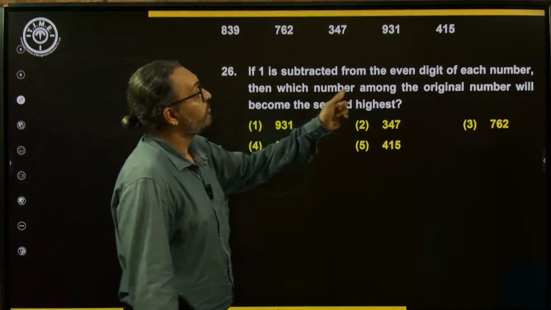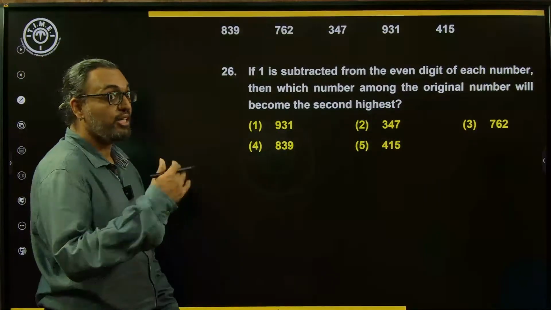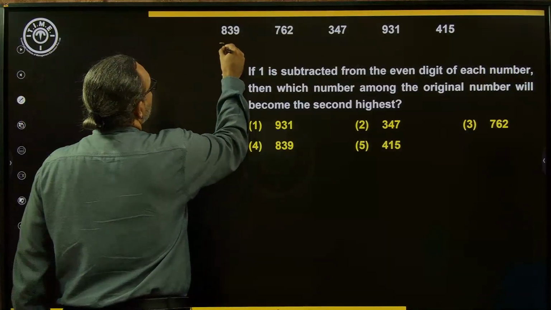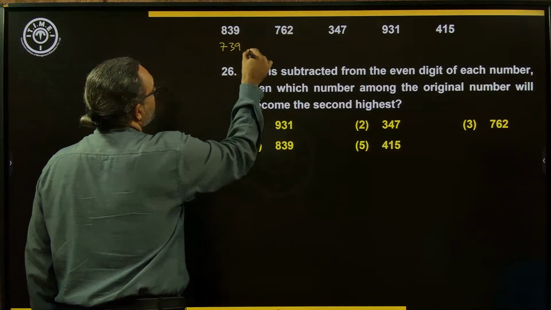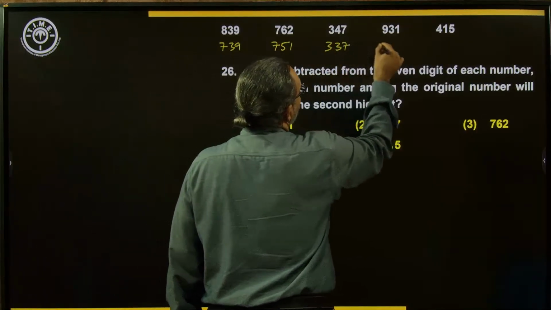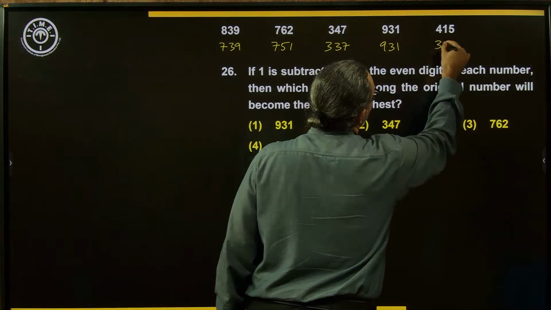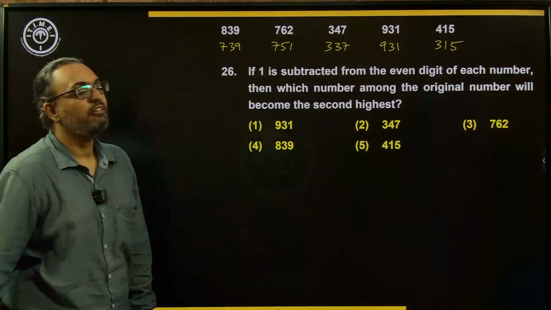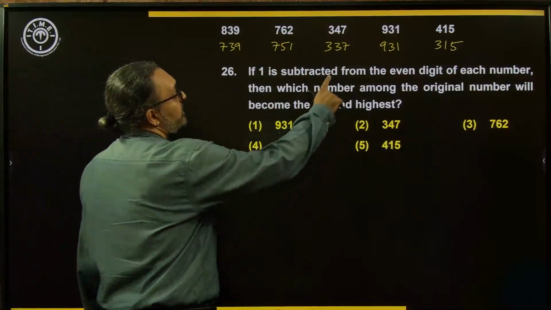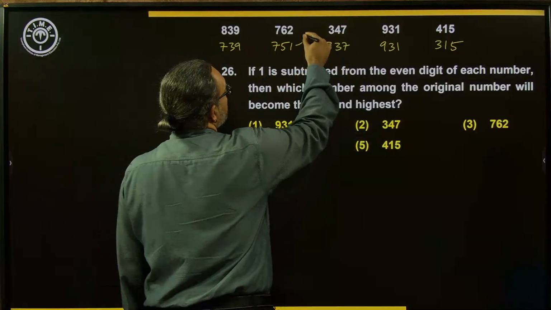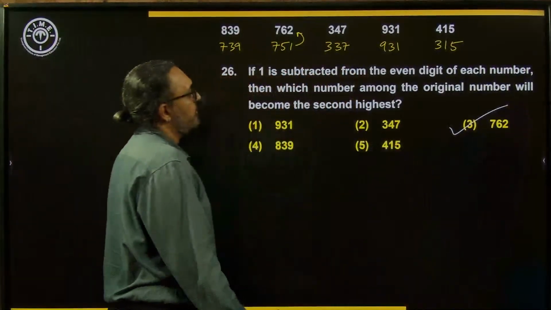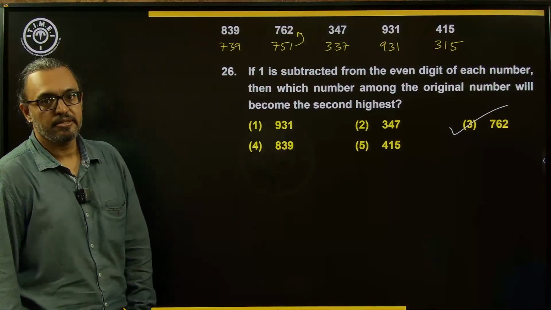Then if 1 is subtracted from the even digit of each number. So every number, 1 is subtracted from the even digit. So you are going to get 739. Then this is 751. This is 337. This is 931. And this is 315. Then which number among the original numbers will become the second highest? Now, which is the second highest? 751. So which is the original number? 762. And that's available in choice 3. That will be the second highest. Correct?